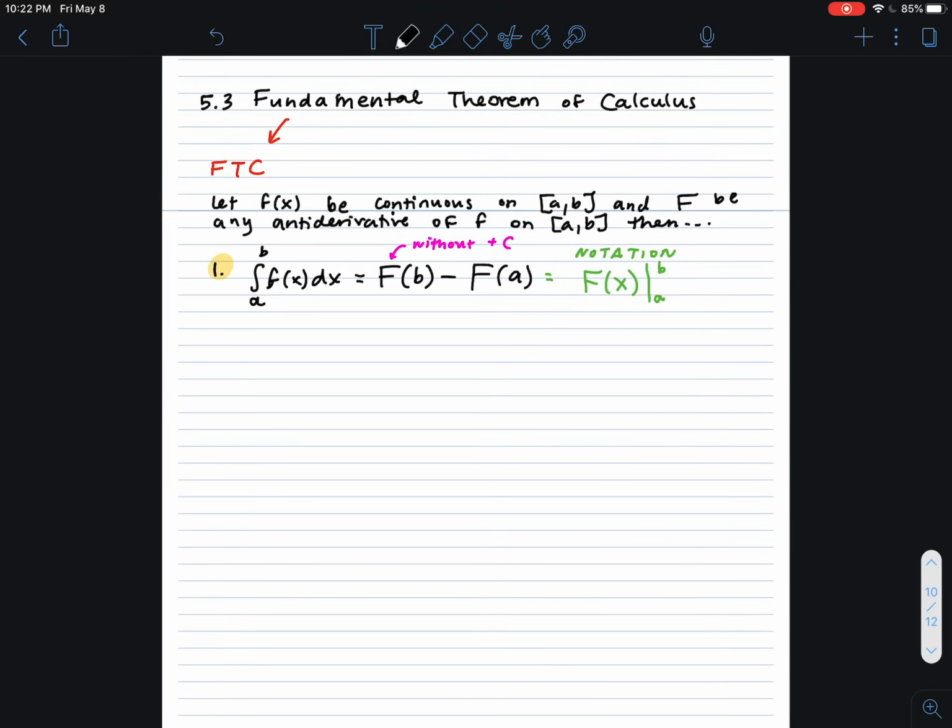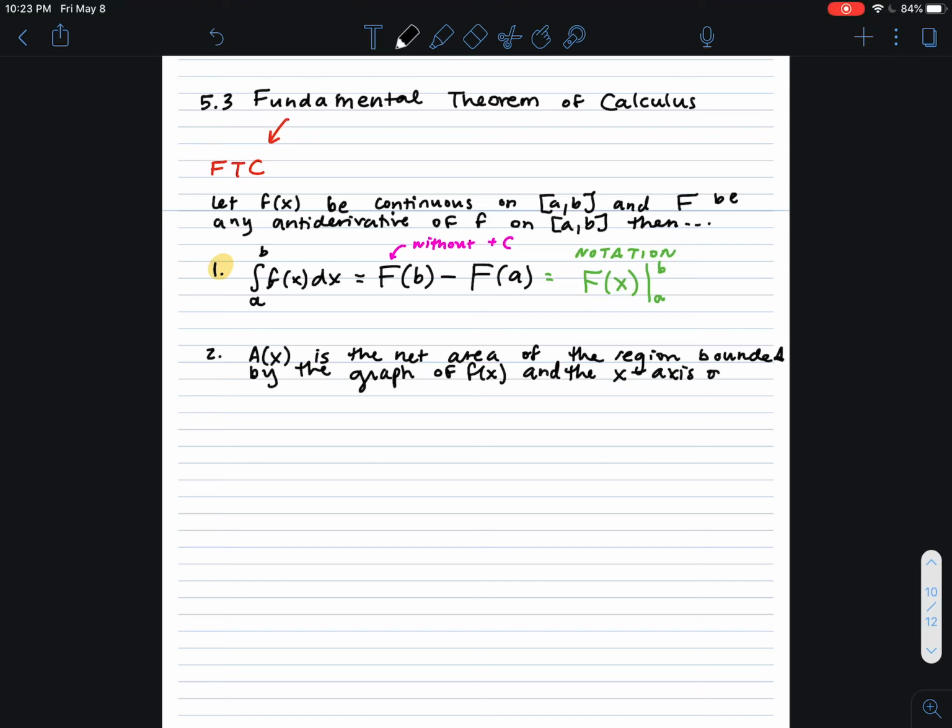And then the second part of this theorem, which isn't as important in this class, and most people forget about it, is that the area function, A of x, is the net area of the region bounded by the graph of f of x and the x-axis on our interval a to b.